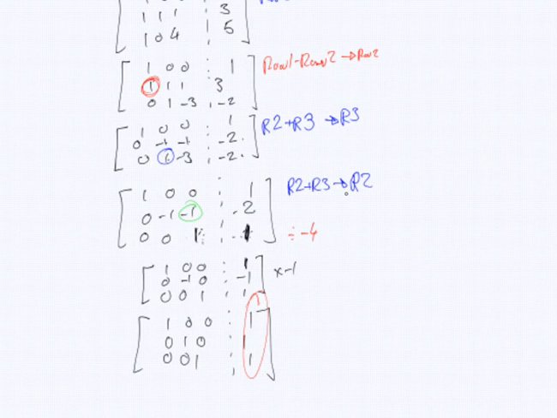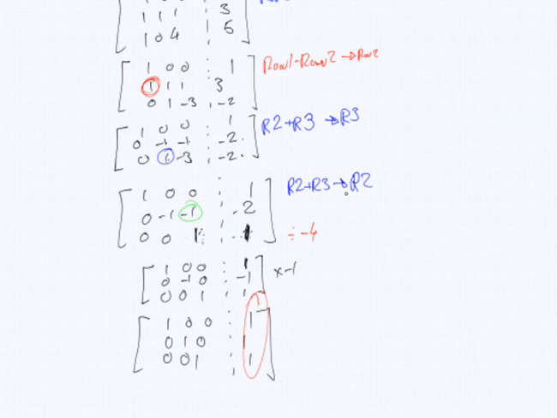Alright, so how can I kill this last guy here? Row 2 plus row 3. Put the answer on row 2. 1, 0, 0, 1. 0 and 0 is 0. 0 and minus 1 is minus 1. 1 and minus 1 is 0. 1 and minus 2, minus 1. 0, 0, 1, 1.